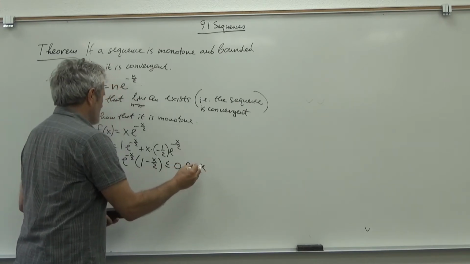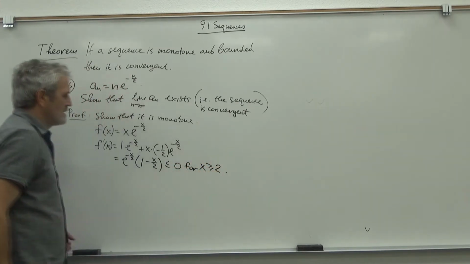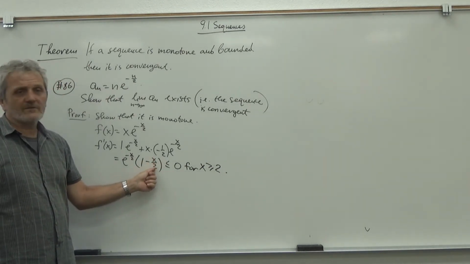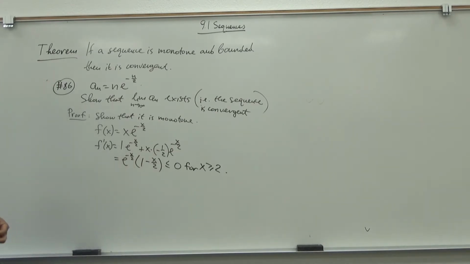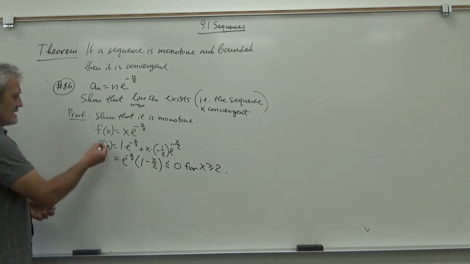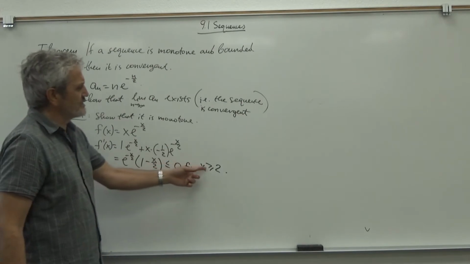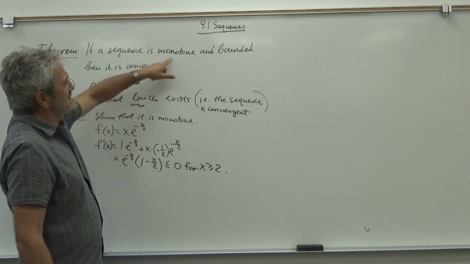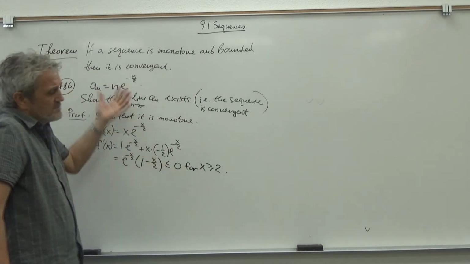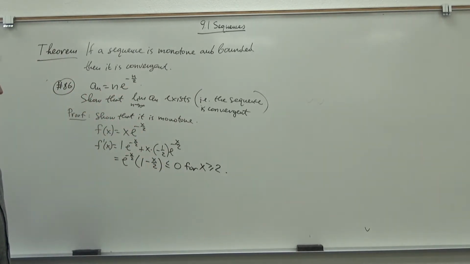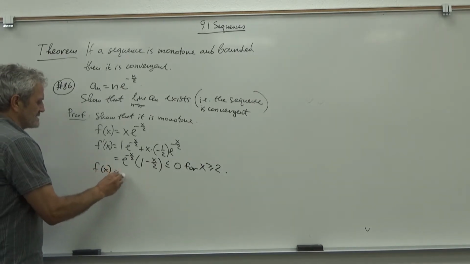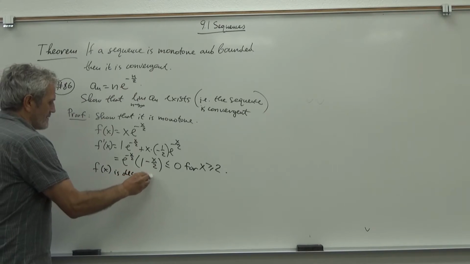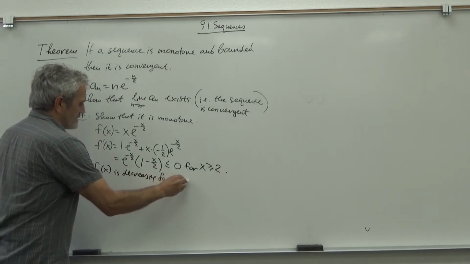It's less than or equal to 0 for x greater than or equal to 2. Why? Because if x is greater than or equal to 2, x over 2 is greater than or equal to 1, and 1 minus a number that is at least 1 is less than or equal to 0. So what is that telling me? We said monotonicity is needed only from a certain member on. The first member doesn't really matter for convergence. So from here we conclude that f of x is decreasing for x greater than or equal to 2.